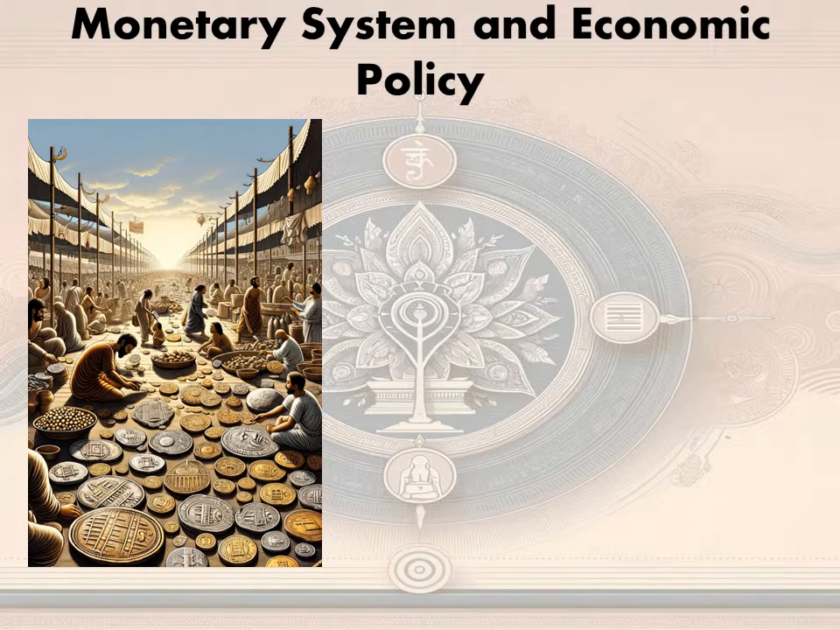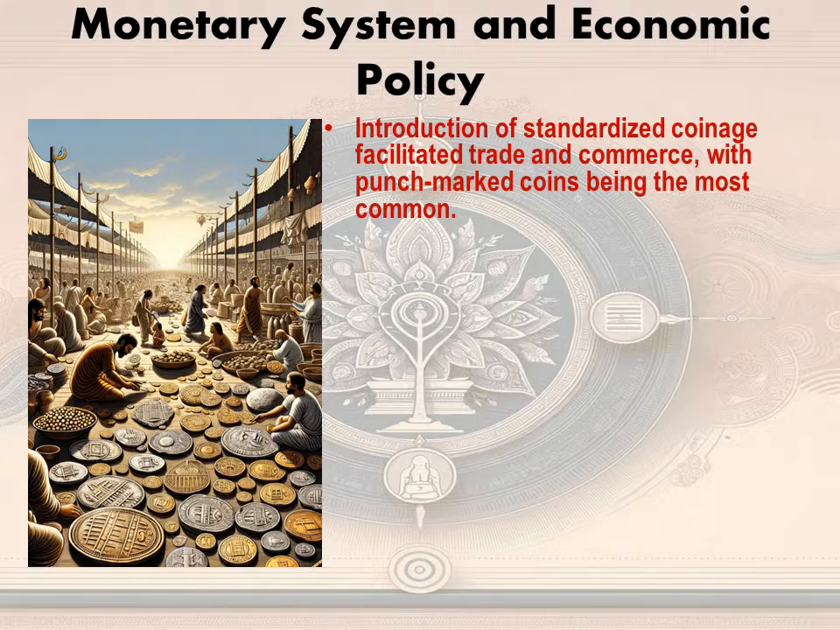Now, monetary system and economic policy. What was the currency? How did the currency function during the Mauryan times? Introduction of standardized coinage facilitated trade and commerce, with punch mark coins being the most common. So, punch mark coins were the most common type of currency during the Mauryan period.